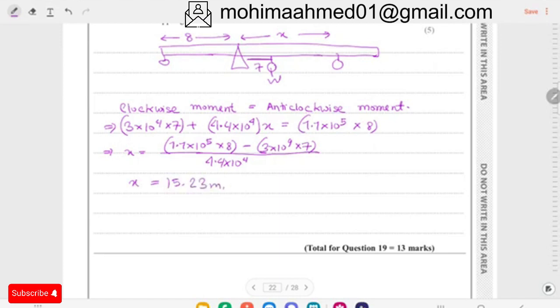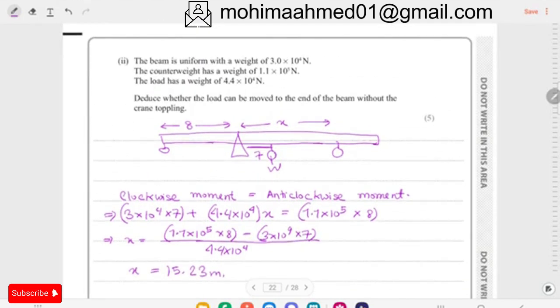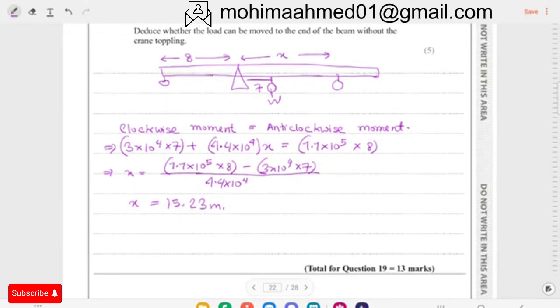So we can write that x is 15.23 meters. The question was asking to deduce whether the load can be moved to the end of the beam without the crane toppling. For the crane to topple, the distance has to be slightly greater than 15, and at the end of the beam that length would be 22 meters from the tower, right? So we obviously cannot place the load at the end of the beam, 22 meters away from the tower, because that is greater than this maximum distance. Whatever distance is greater than the maximum distance of 15.23, the crane will topple. Even if the distance is 15.5, the crane will topple, right?